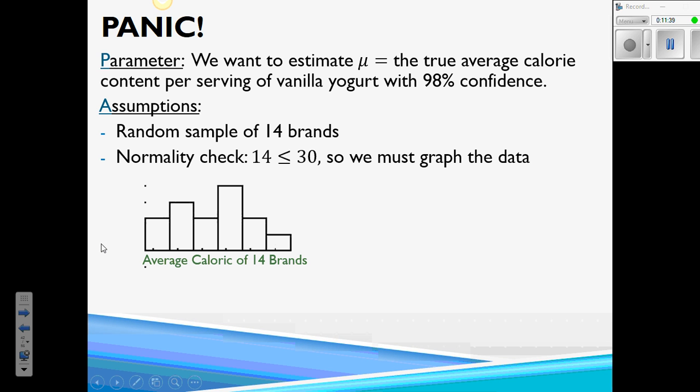Therefore, we're going to be able to assume that our sampling distribution of the sample mean is approximately normal. What I have here on the PowerPoint is basically the gist of what you need to have. Do you guys understand what I'm talking about? I do not want any numbers. I just want the rough shape of this graph.